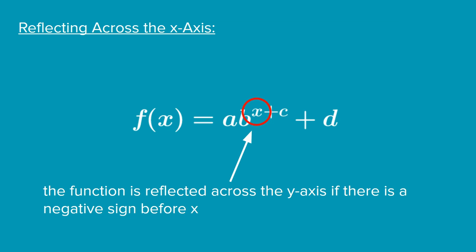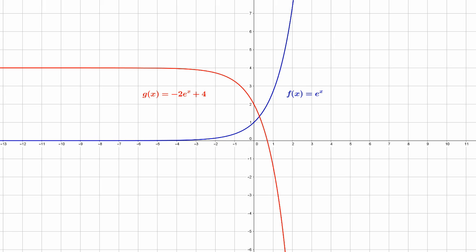We can also reflect across the y-axis, and we see that this is done by making the x term negative. So if we have a times b to the x and we want to reflect it across the y-axis, we would write a times b to the negative x. We can see that in the graph here.